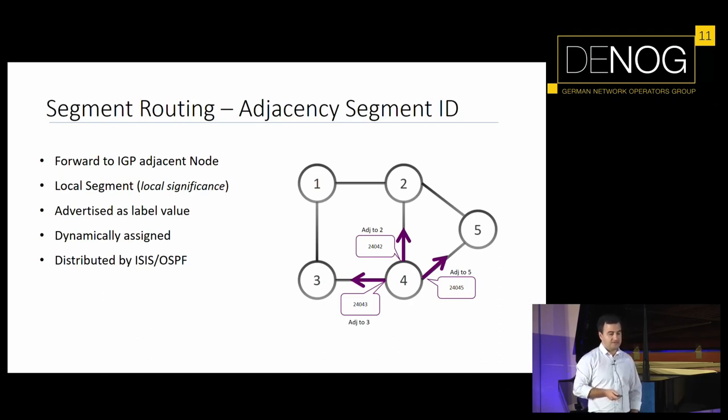I said before that the adjacency segment ID has local significance. What that means is 24042, as an example, which goes to adjacency node 2, will be significant only for node 4, but not for node 2. Even though it is advertised by ISIS and OSPF, the adjacency segment ID is not really used until you have TI-LFA enabled, or you have some sort of traffic engineering running on your network.